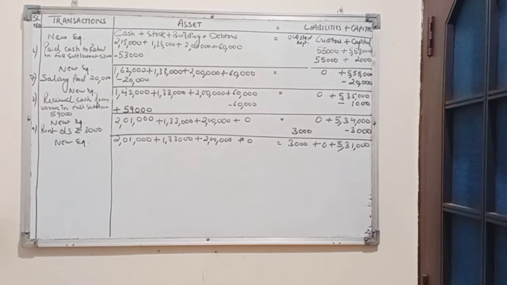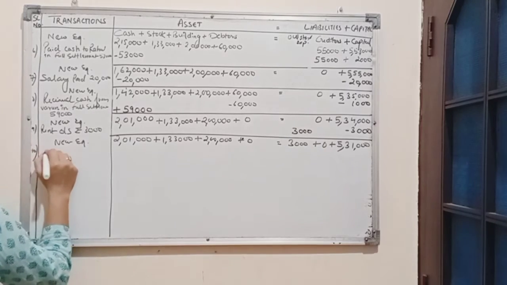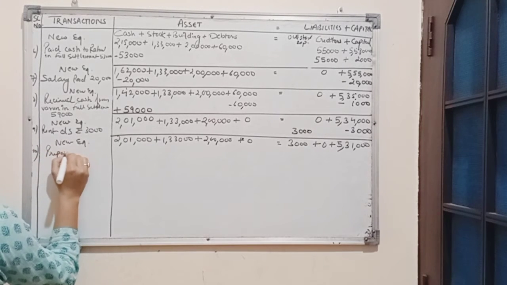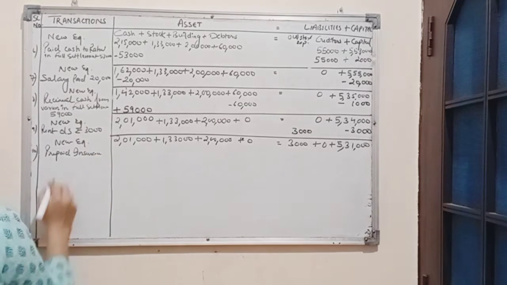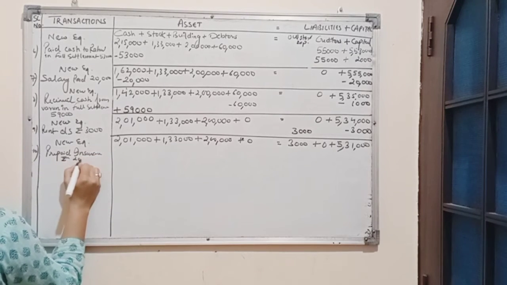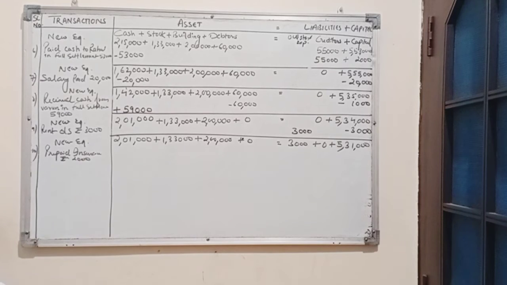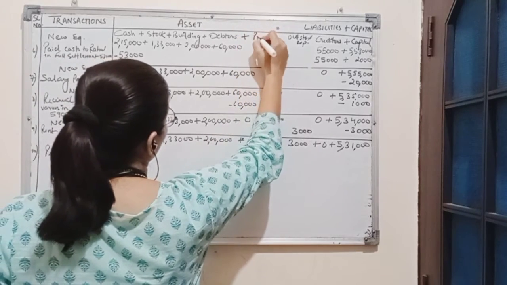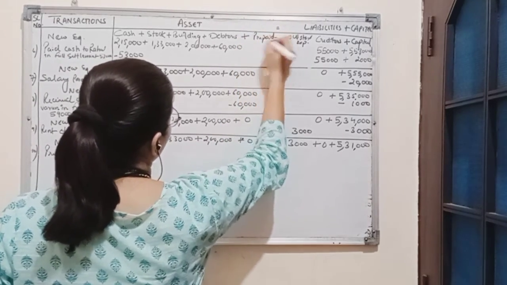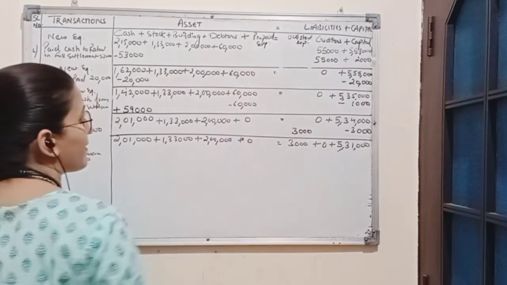Now, next transaction is prepaid insurance amounting to rupees 2,000. Prepaid insurance means the amount of insurance we have paid in advance. So it is a kind of prepaid expenses. Prepaid expenses are considered as current asset. So we will open a new column here on asset side for prepaid expenses.